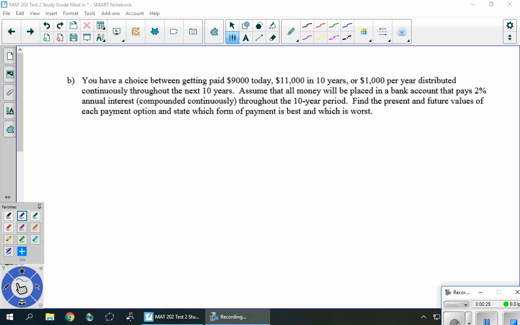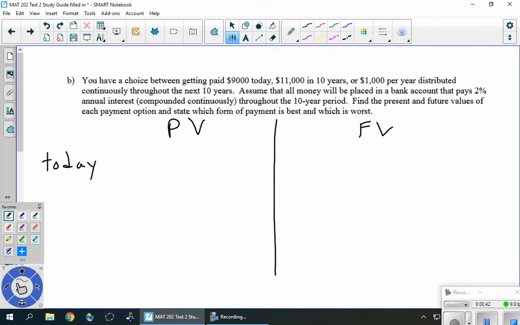Okay, let's go ahead and make a little chart here. We've got the option of getting paid some money today, and then we're going to write down the present value and the future value. Okay, so if you get paid $9,000 today, what's the present value of that money? Not a trick question. It's worth $9,000 because it is today.